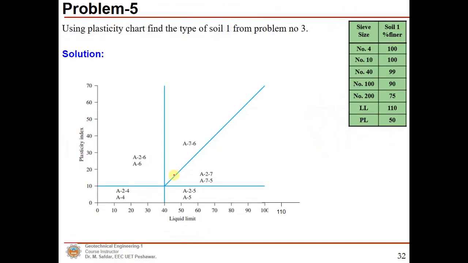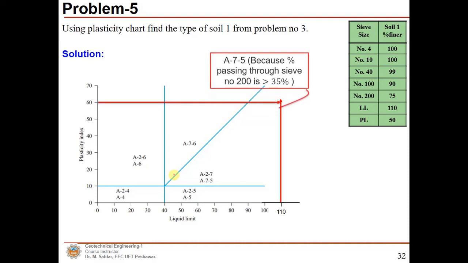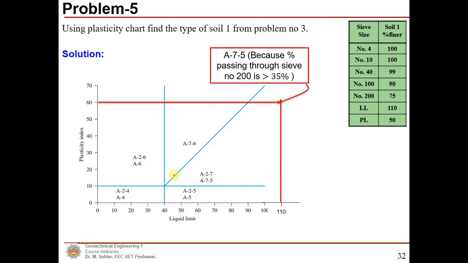For example, if we are using this plasticity chart to find the type of soil from problem number 3, we already know that the liquid limit is 110 and the plasticity index is 60, so it would be A75 material. Why? Because percent passing through the number 200 sieve is greater than 35%, so we can classify that soil based upon the liquid limit and plastic limit here as well.